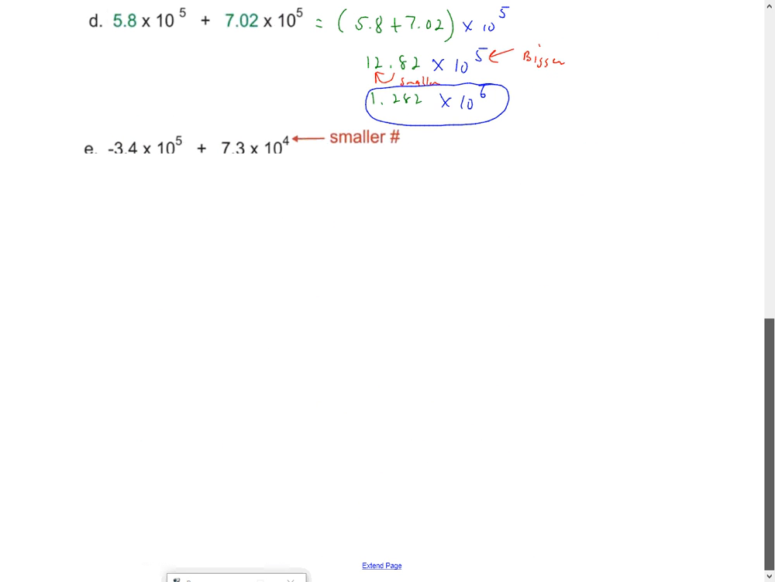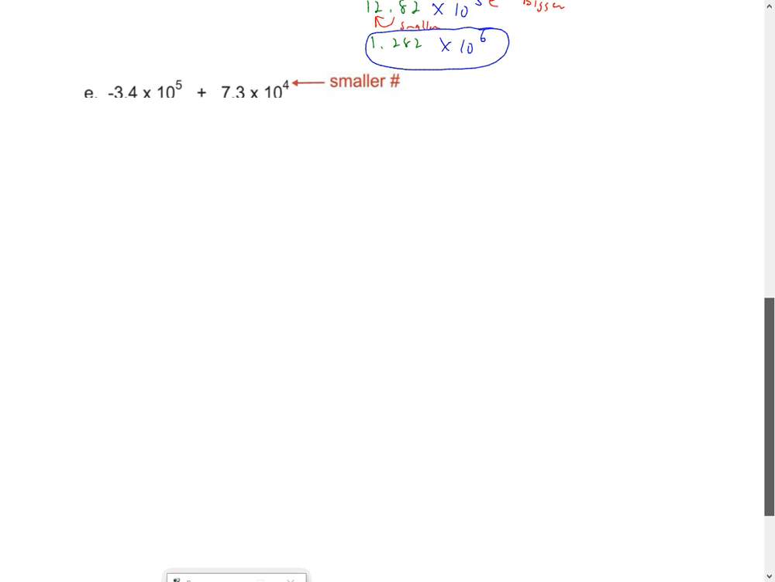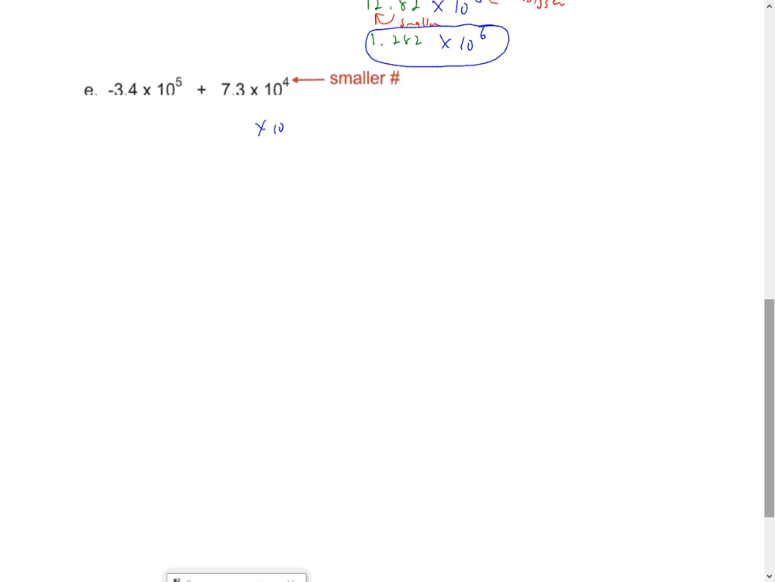This Windows 10 is doing strange things, so this thing keeps flipping on me. So I want this to be times 10 to the 5th. So smaller number, but this got bigger. So what do I want to do to the 7.3? Make it bigger. Smaller. It's always opposite. Therefore, this must go smaller.